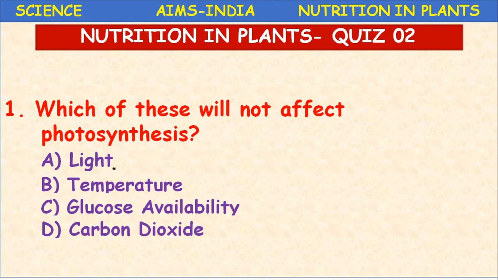Is it light? No. Temperature? No. Carbon dioxide? No. These are essential requirements. Optimum temperature, light and carbon dioxide are required. So here the answer is glucose availability. Glucose availability will not affect the photosynthesis. C is the correct answer.